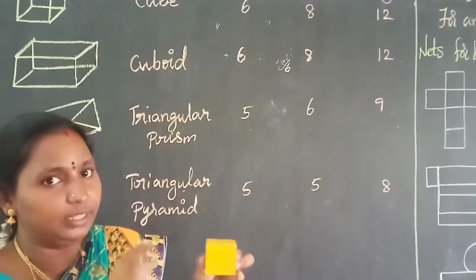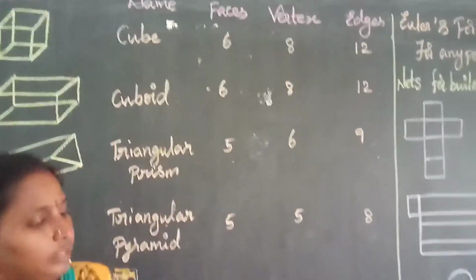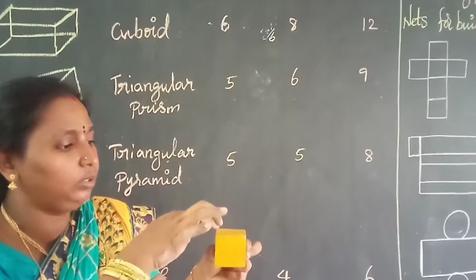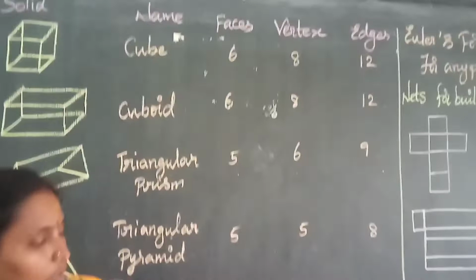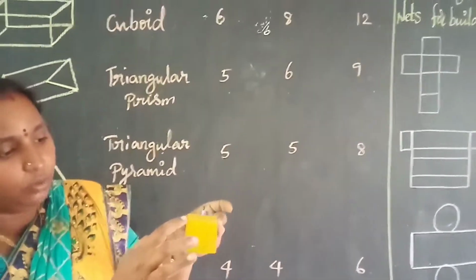So how many faces are there? 6. Next, vertex. Vertex: 1, 2, 3, 4, 5, 6, 7, 8. 8 vertices. Next, count the edges.